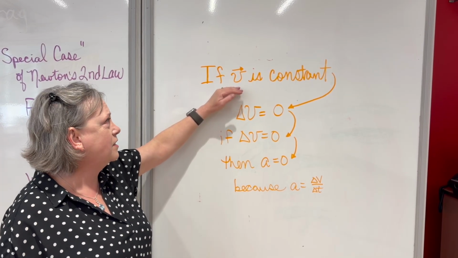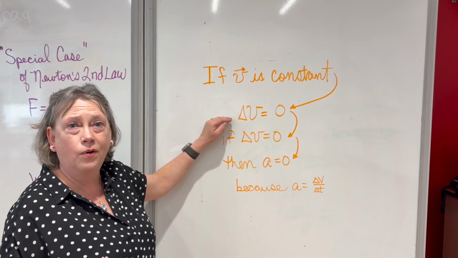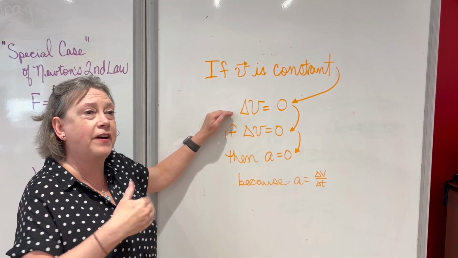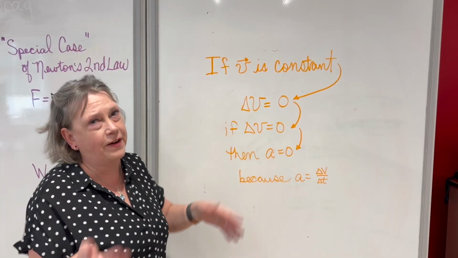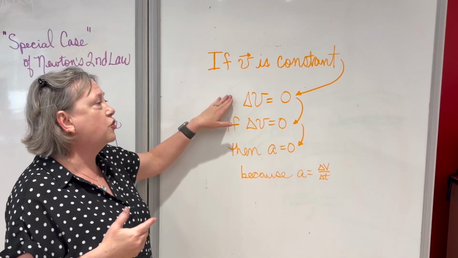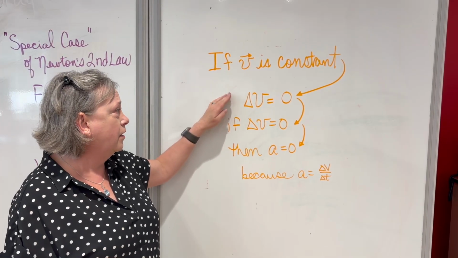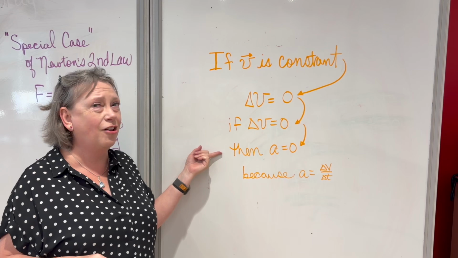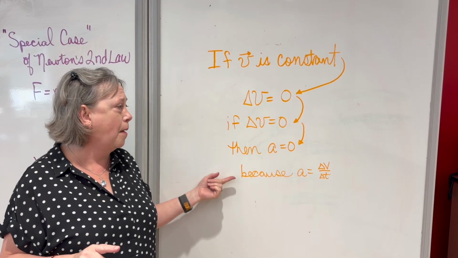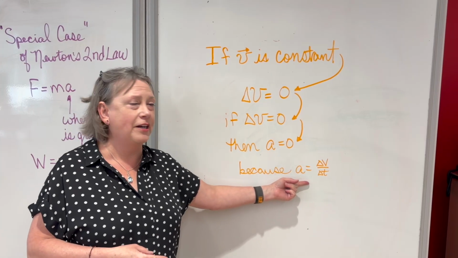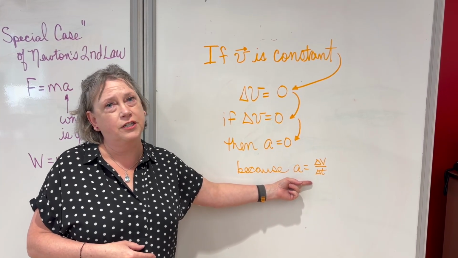the consequence of that is delta V is 0, because it can be moving, but it's, say, moving at 5 meters per second, 5 meters per second, 5 meters per second. It's not changing. So if I take final minus initial, the change in velocity will be 0. If the change in velocity is 0, then the acceleration must be 0, because our definition of acceleration is change in velocity over change in time.